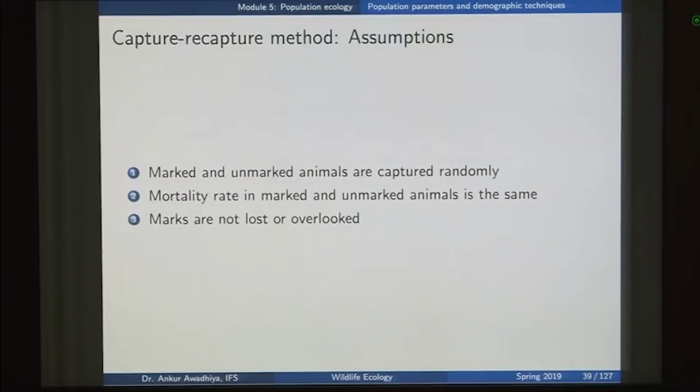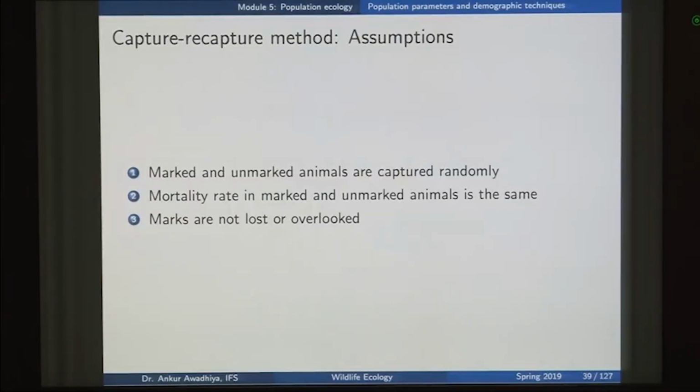Now this method makes use of some assumptions. The marked and unmarked animals are captured randomly. So you should not use a method in which you are preferentially catching the unmarked fishes or preferentially catching the marked fishes. It has to be a random mix.